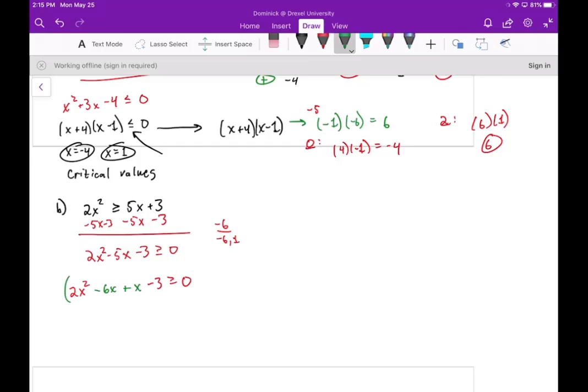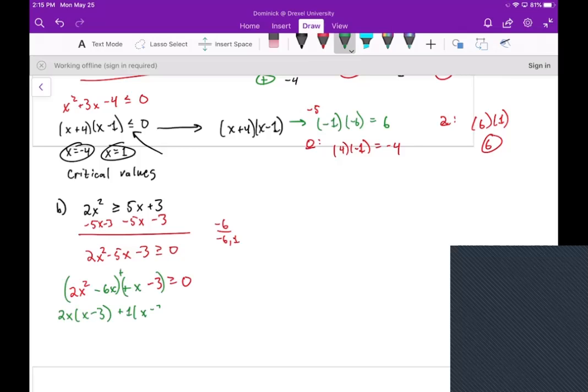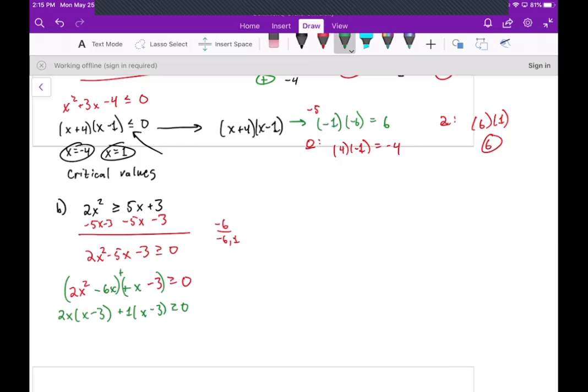So now if we factor by grouping, in the first group I can take a 2x out, and I'll get an x minus 3. And then I can take a 1 out, and I get an x minus 3. Right? So then greater than or equal to 0, and now I'm going to have 2x plus 1 times x minus 3, greater than or equal to 0.